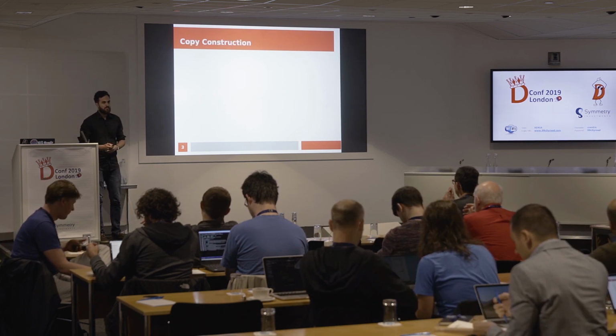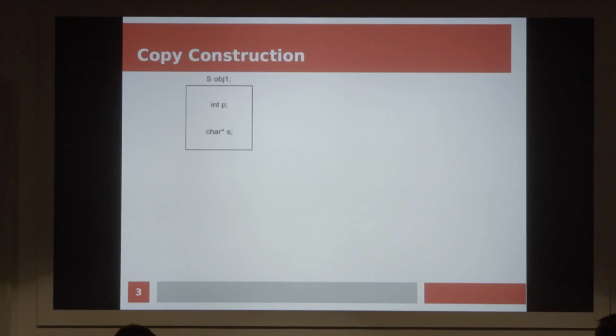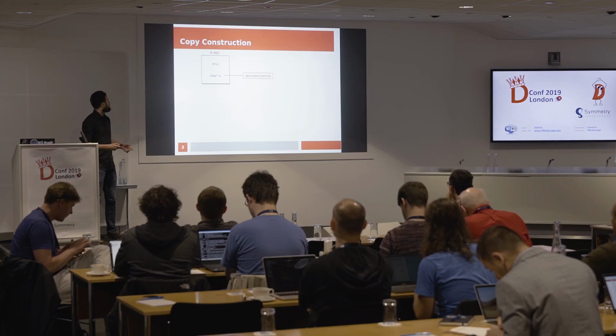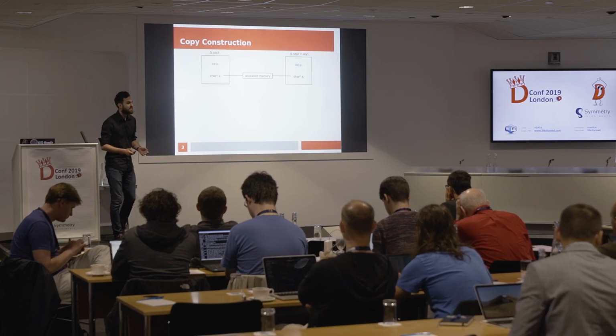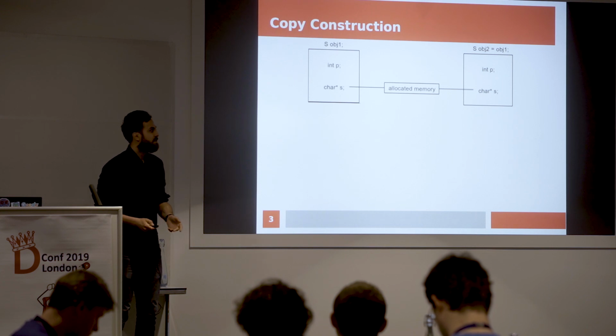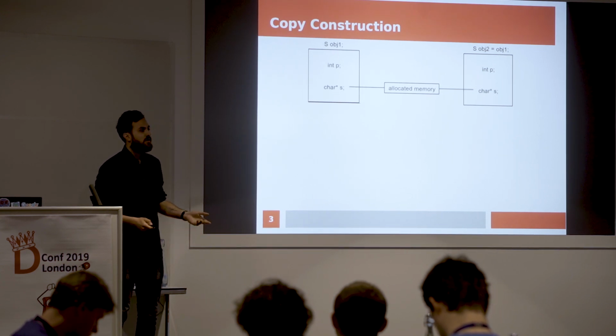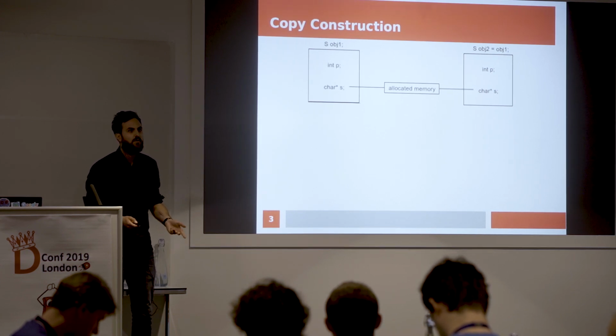So, copy construction. What is it? Well, in C, C++, and languages alike, structs are value type objects. So basically, if you have a pointer somewhere and you initialize it outside the struct, if you want to initialize another object as a copy of the first one, then typically the compiler is going to do a byte-wise copy. So you will end up with a pointer that points to the exact allocated memory as the first object. This is what we call a shallow copy.